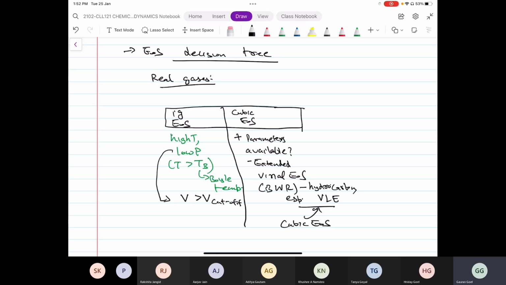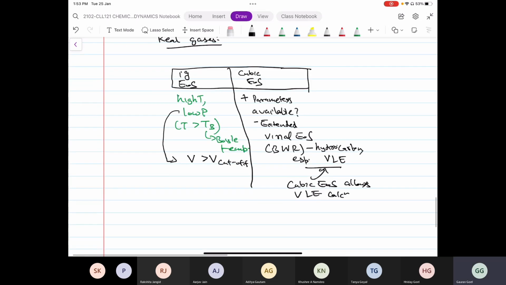Any cubic equation of state allows VLE calculations. What is a VLE calculation? Calculate P sat at a given temperature, calculate the saturated volume of liquid and vapor phase. That is what I mean by VLE calculation. Okay. So for the oil and natural gas industry, this is a very important calculation. And a cubic equation of state can do that calculation. Any cubic EOS can do that calculation.